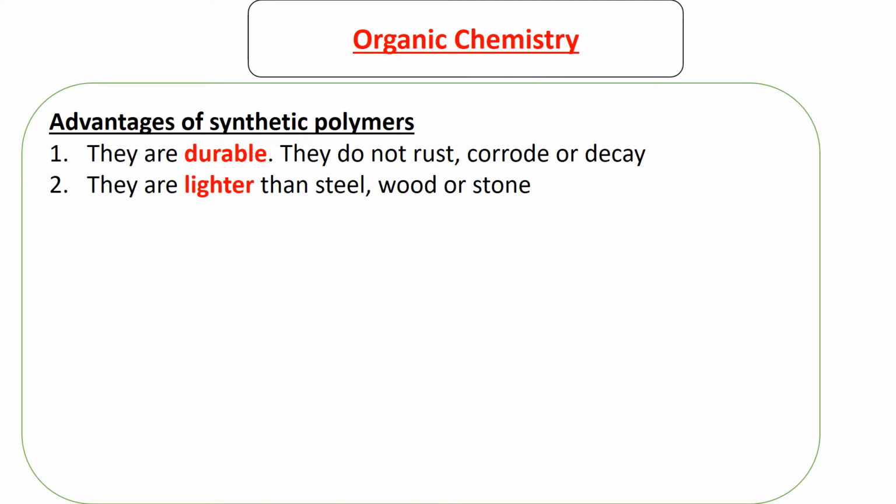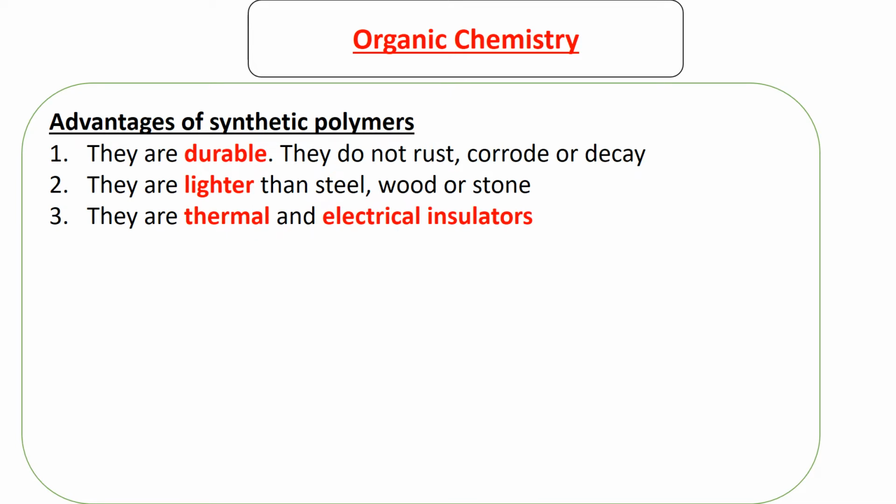Second, they are lighter than steel, wood, or stone. If you look at your phone, the covers of your phone are made of these synthetic polymers. So these covers provide the needed strength so that even when your phone falls, the internal components are not going to be affected. But it is light. You can put it in your pocket. If it was made of steel or wood or stone, it could have been a different scenario.